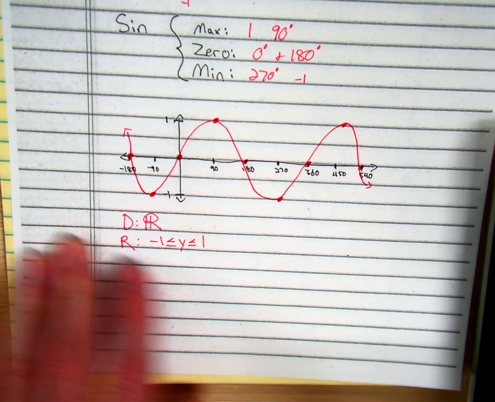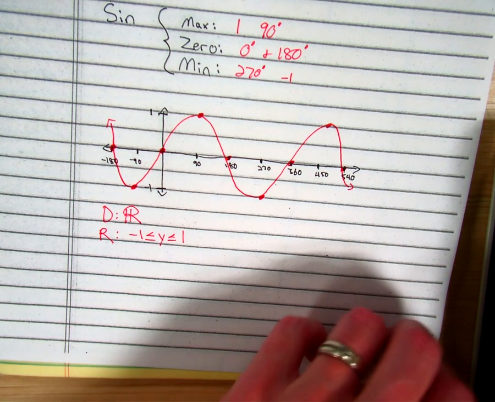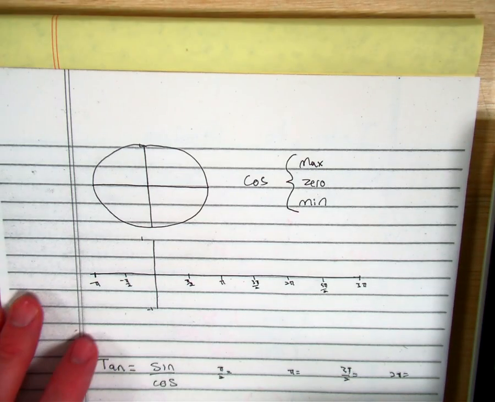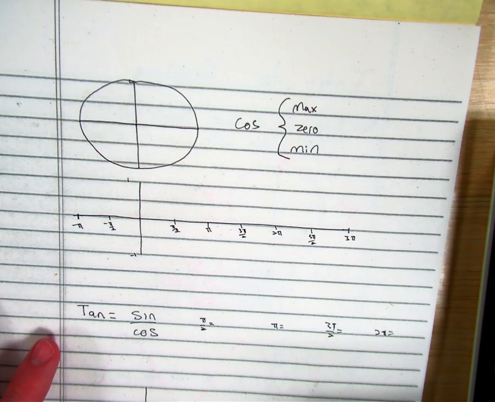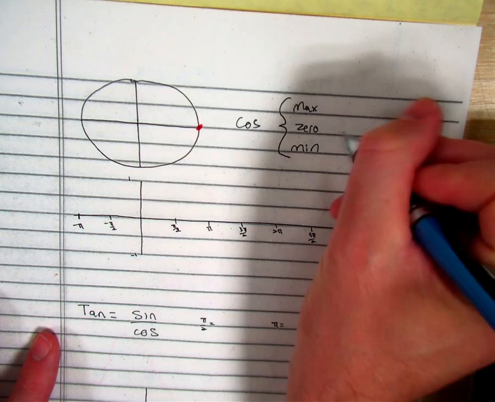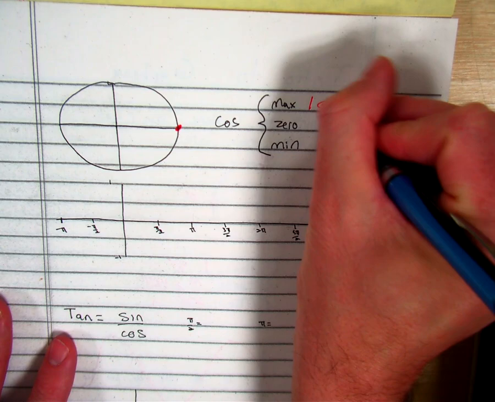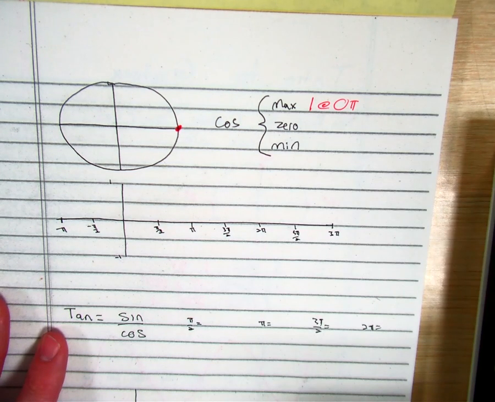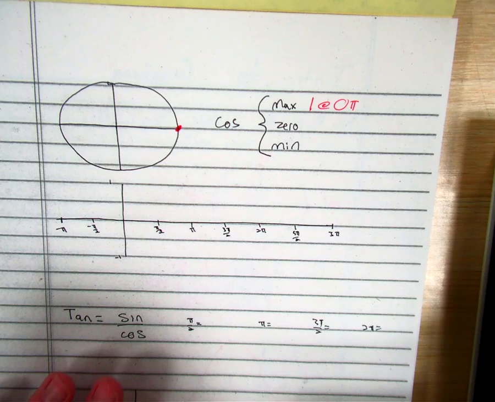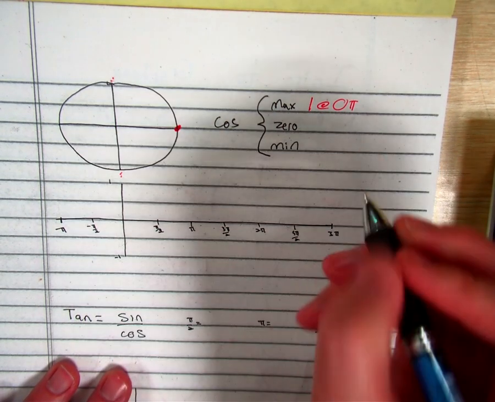We're going to do the same thing for cosine. If I can turn the page. And we're going to think about cosine in radians. Alright, so cosine's max value is 1 at 0 pi. Then cosine, remember cosine is left and right, cosine would be 0 at pi over 2 and 3 pi over 2.